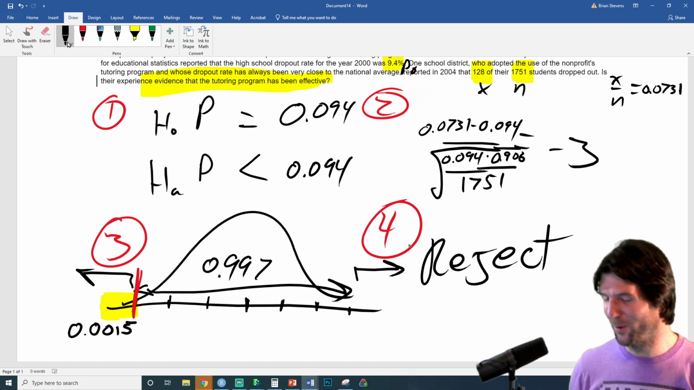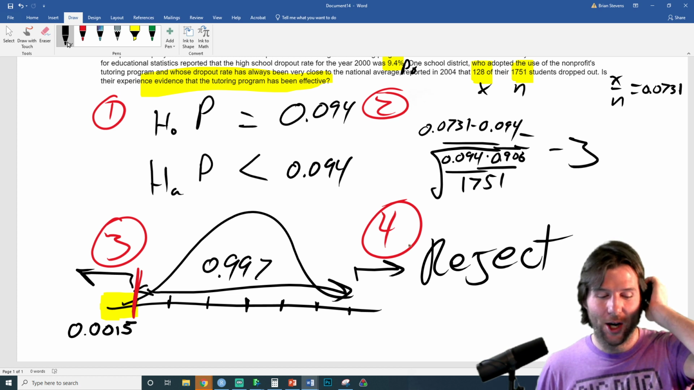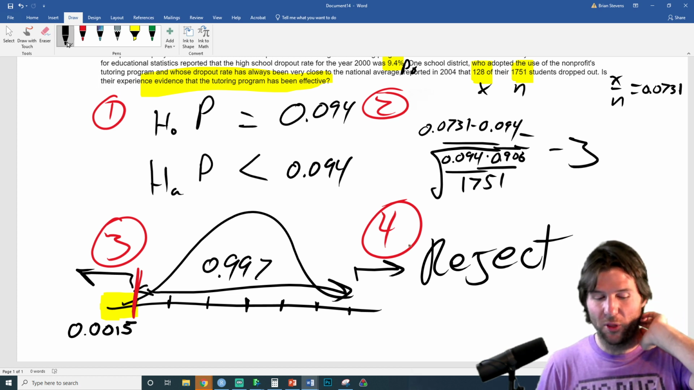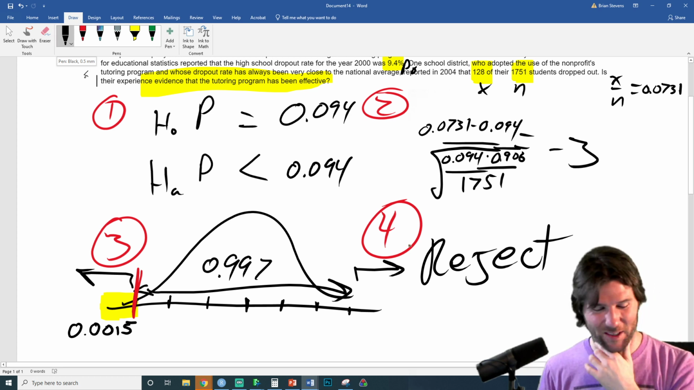Oh, you did 0.015. I see it right there. I didn't even notice. So it should be 0.0015 because it's 0.003 split between the two tails. So it'd be 0.0015. I didn't even notice the decimal differences right there.